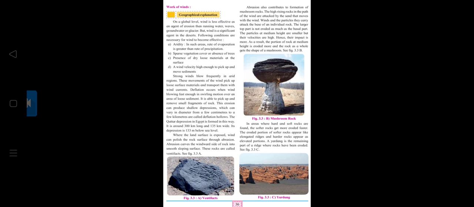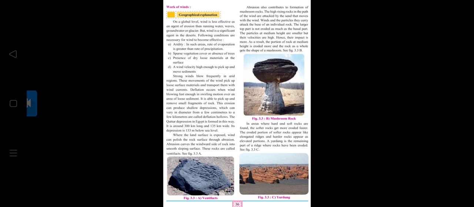Now, we'll understand this, page 36. On a global level, when we look at it globally, global is world. Wind is less effective as an agent of erosion than running water, waves, groundwater, or glacier. So, as compared to running water, waves, groundwater, or glacier, wind is less effective. But it is a significant agent in the deserts.